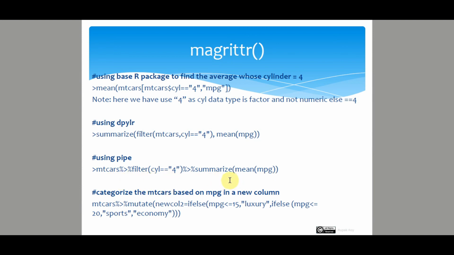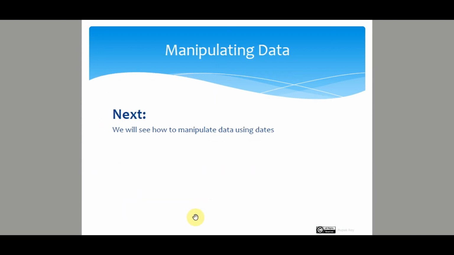Our next example is to create a new column using the pipe function. mtcars, pipe, mutate, then the new column name. Done. Our new column is successfully created. Next, we will see how to reformat dates to manipulate data.